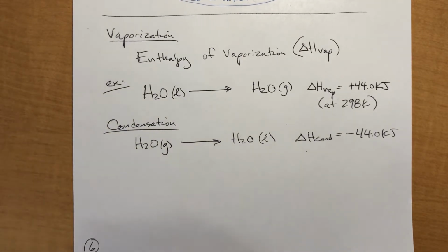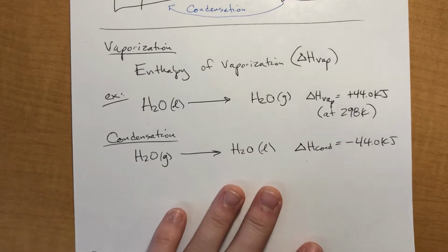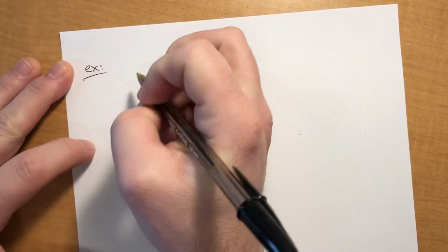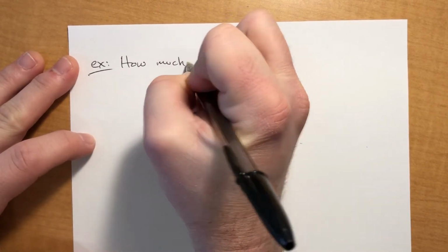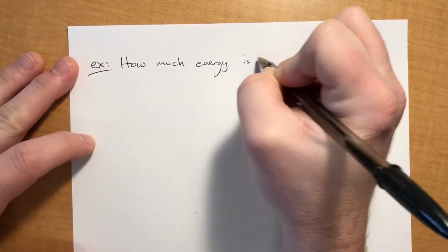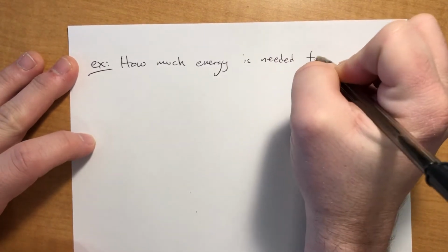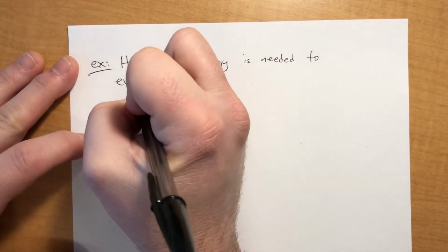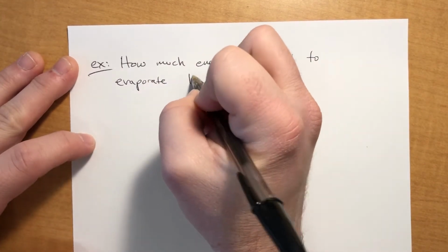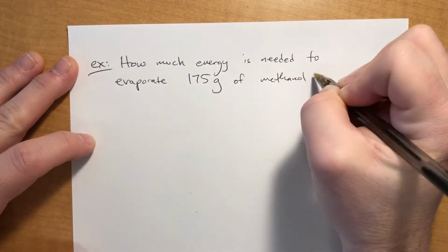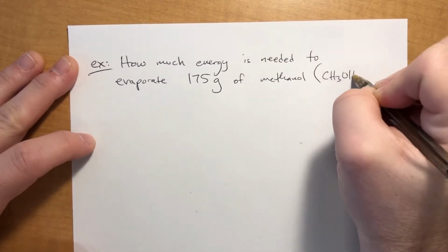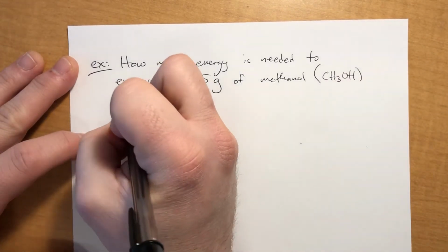Okay, so let's try an example that has the stuff in it. We've seen enthalpy stuff before, but I just want to make sure you've got a fresh example in your notes. So we want to know how much energy is needed to evaporate 175 grams of methanol, CH3OH, at 298 Kelvin.